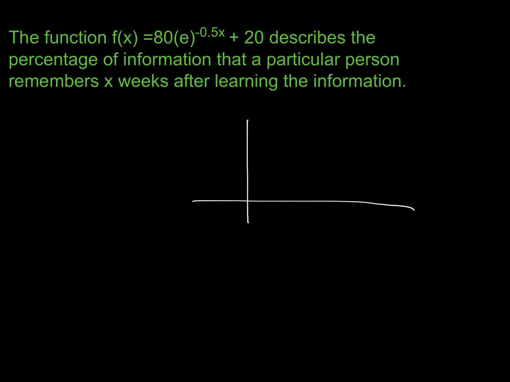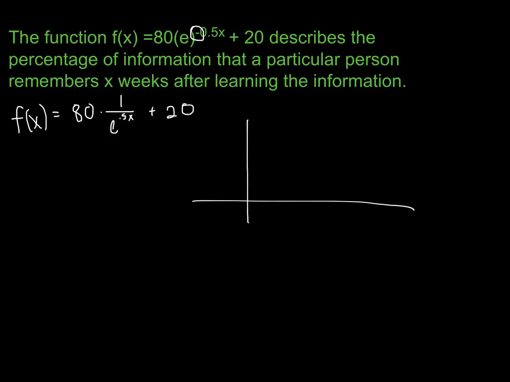All right, so the important thing to do here is notice that we have a negative exponent. And what we should remember is that if we have a negative exponent, then we can rewrite it as follows. So it would be 80 times, and if I have a negative exponent, I now can write this as 1 over e to the positive version of the exponent, which would be positive 0.5x, plus 20.